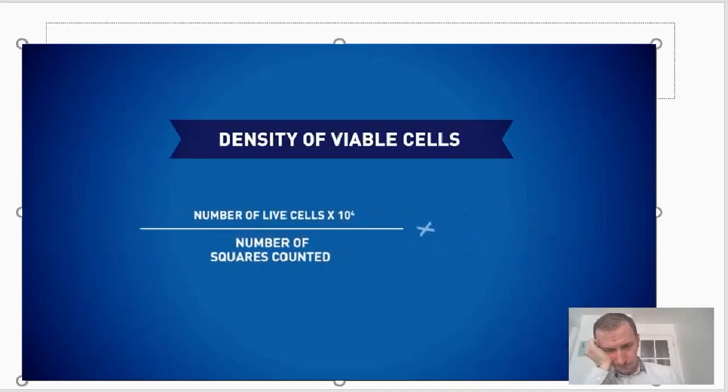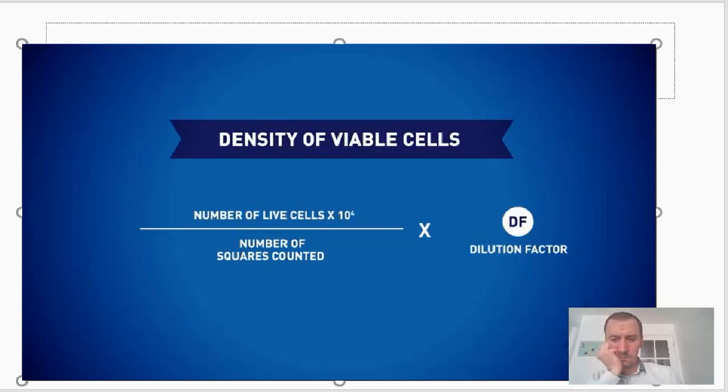The hemocytometer is designed so that the volume of each of the largest squares is constant. Each square will hold a number of cells equivalent to the number of cells counted multiplied by 10 to the power 4 per milliliter. To convert, we then calculate the density of viable cells by looking at the number of live cells multiplied by 10 to the power 4 per milliliter, the number of squares counted, and the dilution factor.